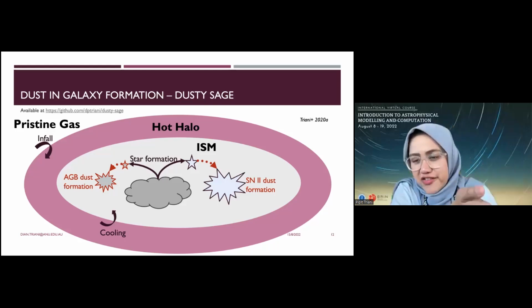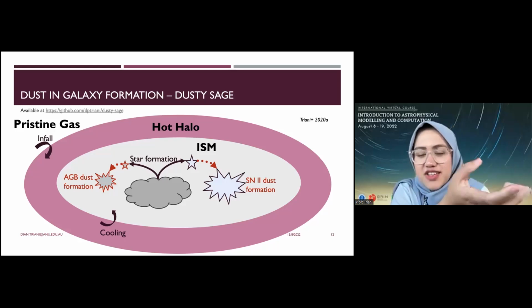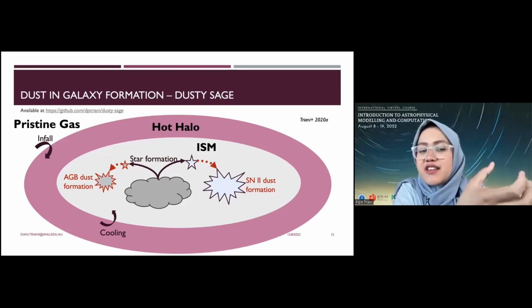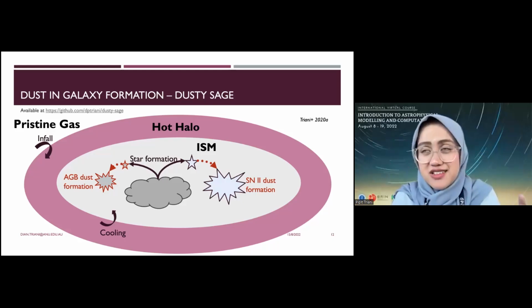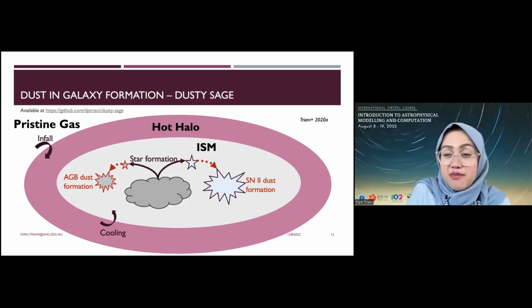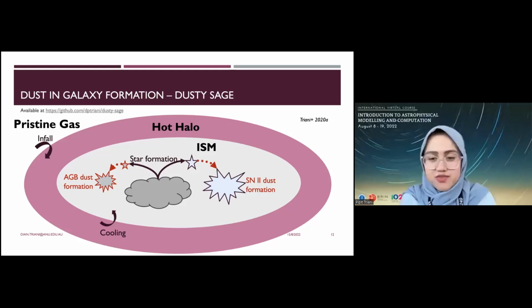Now, this is still gas phase metallicity, so these elements are in the form of gas. But the ISM can be cold and dense, and then solid dust particles can form in the cavity of the supernovae, for example. So in the correct environment, dust can form from the metals that are expelled from stars. This is how we make dust in the model.